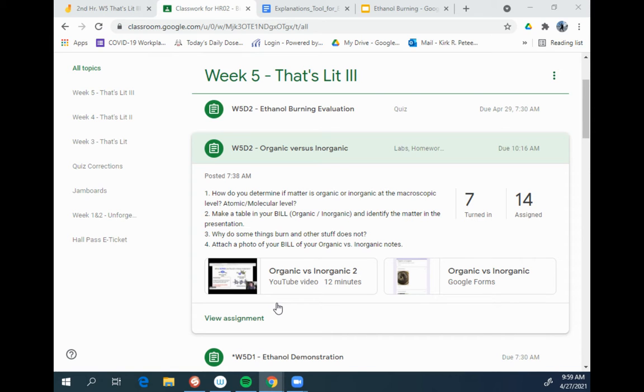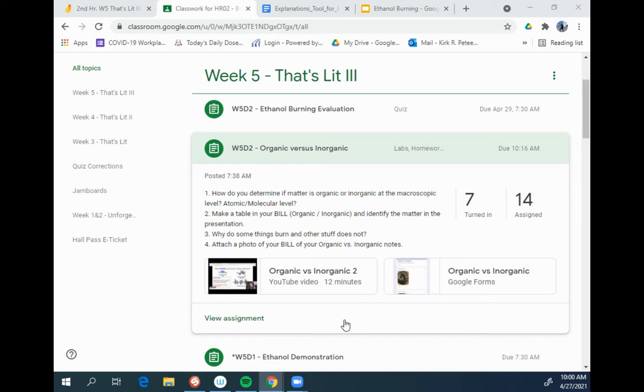Okay, so now after you've completed the notes on the organic and inorganic video, you should complete the form. So a form is over here. Simply complete that and submit that, and then you are done with that particular assignment. Now, after we've completed the form and we have our notes taken care of, we can start with our ethanol burning evaluation.